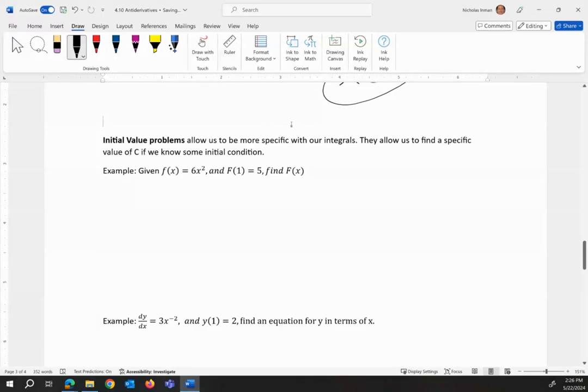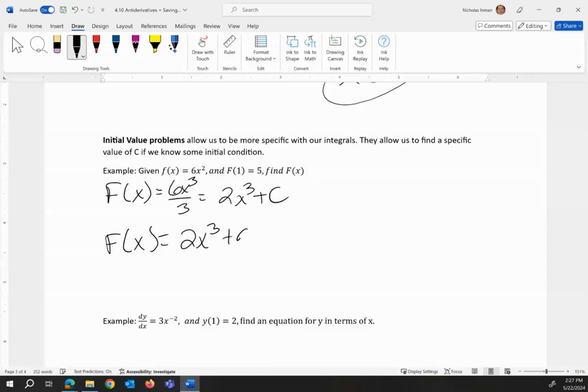All right, they allow us to be more specific with our integrals, with our antiderivatives, and they allow us to find that actual value of c. Okay, so let's say I have this. Lower f is 6x squared. Find capital F. Do the antiderivative. Well, we kind of have been working on that. This would be what? Add 1 to the power, divide by that power. Great. All right, so my capital F of x, 2x cubed plus c.